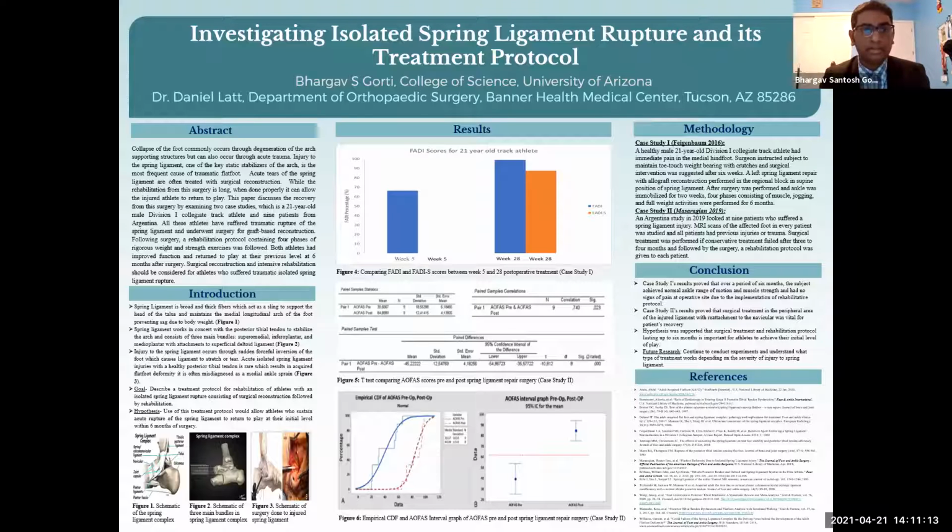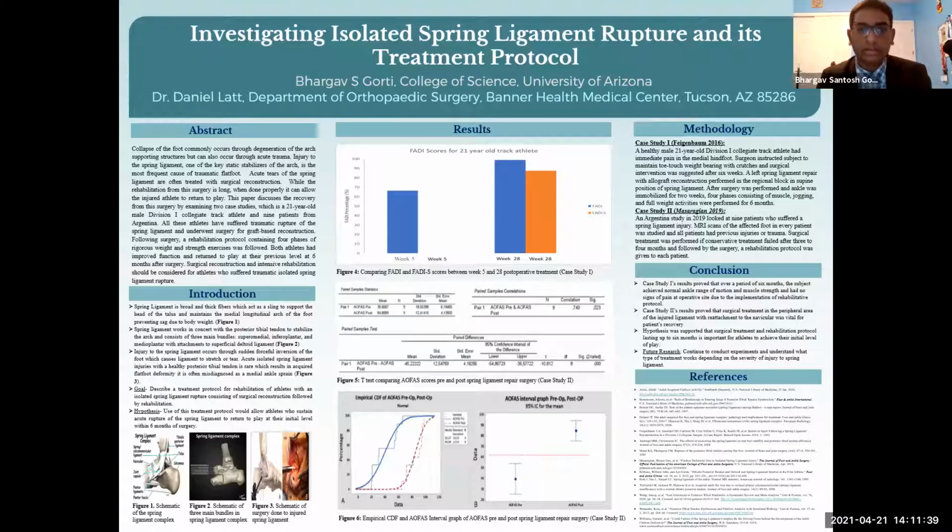The spring ligament works in concert with the posterior tibial tendon, which is the main dynamic stabilizer of the medial longitudinal arc, as it attaches the calf muscle to the bones inside of the foot. The spring ligament consists of three main bundles: the superomedial, which is the largest out of the three, the inferoplantar, and the medial plantar, which is the smallest out of the three.